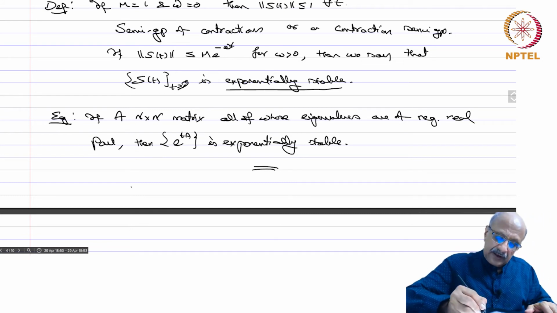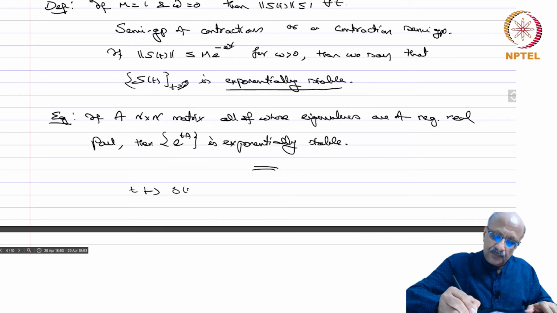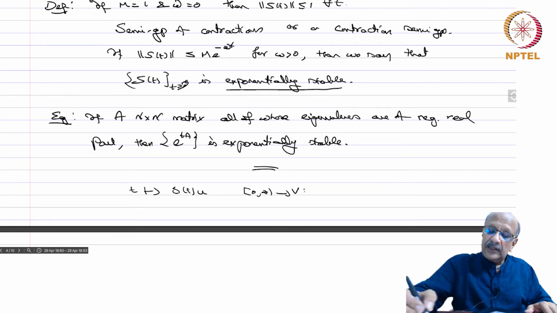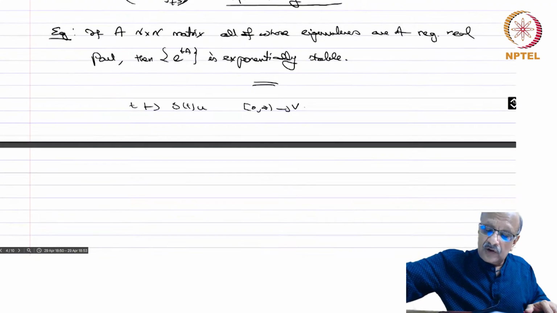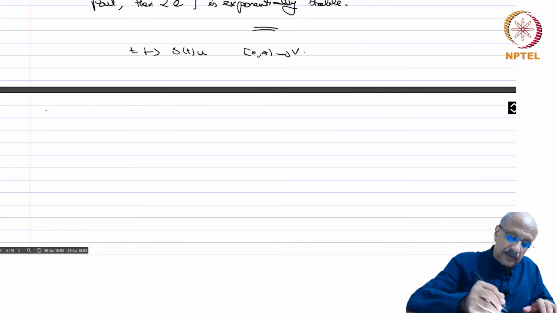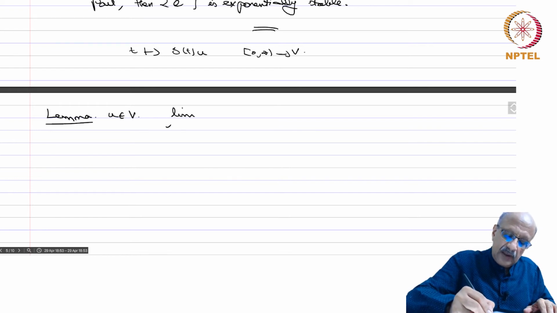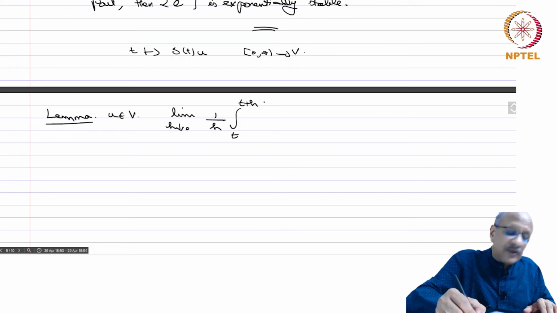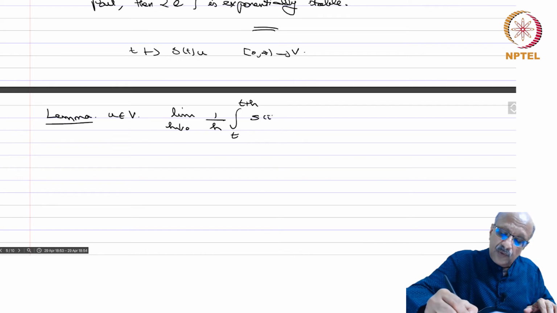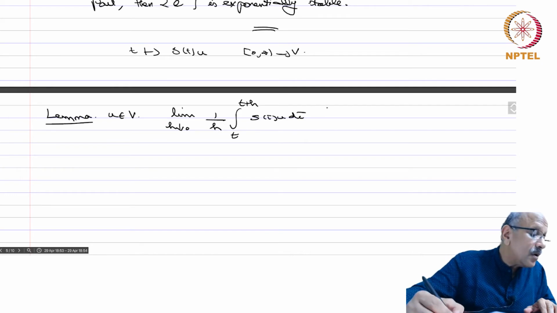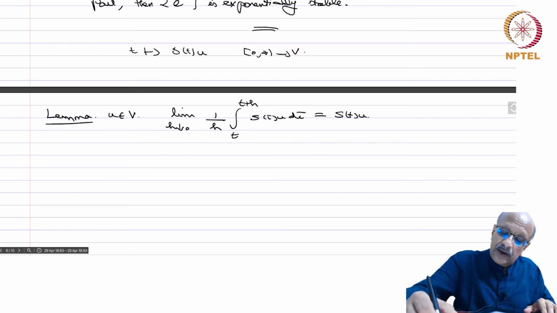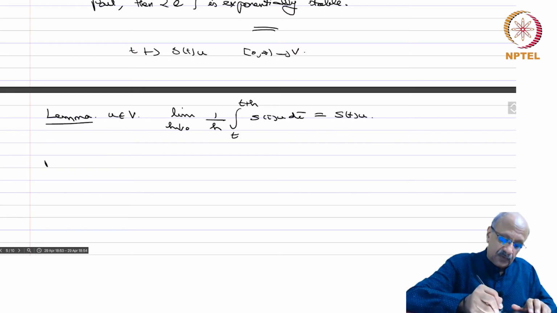So, since you have t going to S t of u is continuous from 0 to infinity into V, therefore, we can integrate a continuous function with values in a Banach space. Okay. So, lemma, let u belong to V, then limit h decreasing to 0, 1 by h integral t to t plus h, S tau of u d tau is nothing but S t of u, the value at the lower end. Okay.